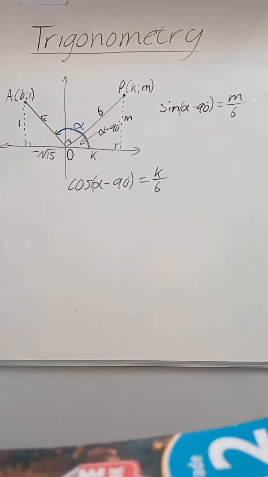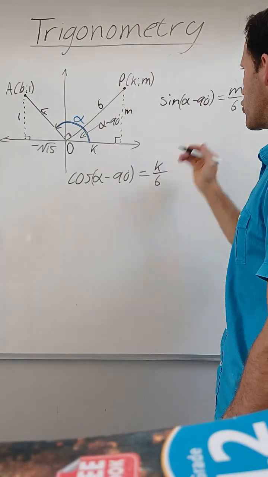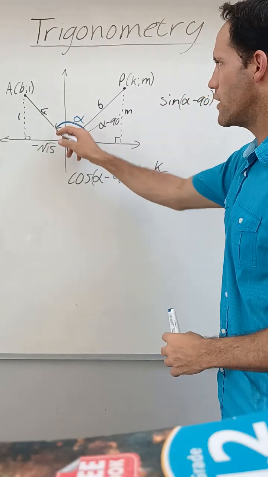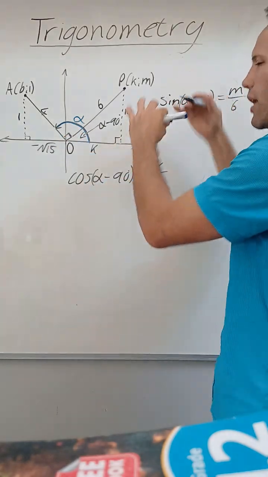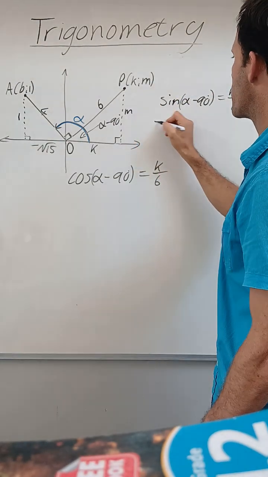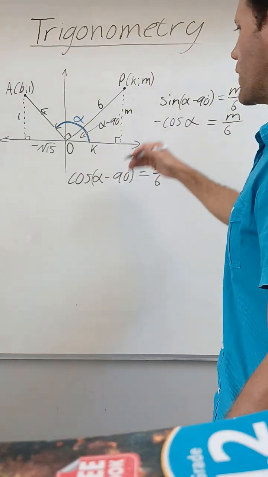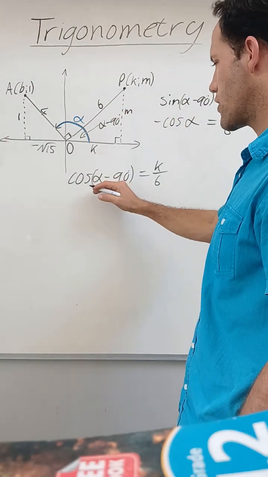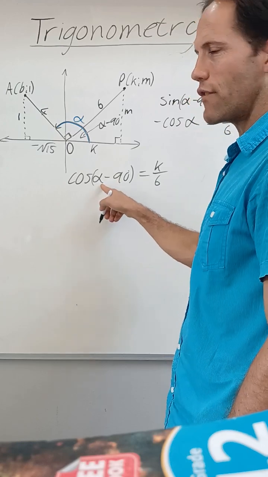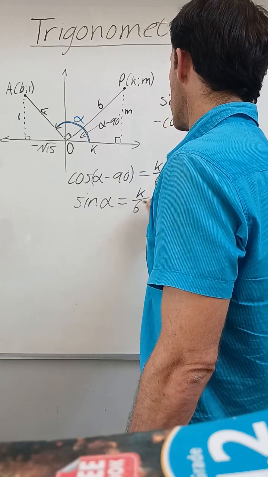So now for sine alpha minus 90, if you think of alpha as an angle and you subtract 90, you're going into the fourth quadrant. Don't think of this angle now, just think in general. Because sine in the fourth quadrant is negative, it becomes negative cos alpha. And for cos alpha minus 90, you go 90 back into the fourth quadrant, but cos is positive in the fourth quadrant. So this one becomes positive sine alpha, equal to k over 6.